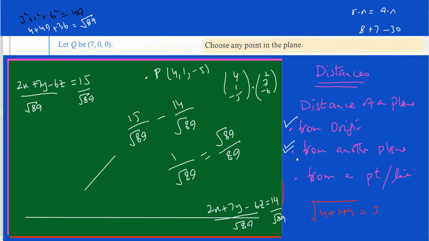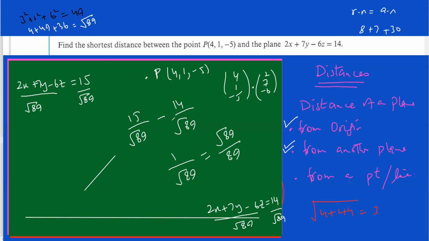The question says we have 4, 1, minus 5. So 4 into 2 is 8. 1 into 7 is 7. Minus 5 into minus, oh my God. Look at the mistakes I'm making. This is plus. This is plus. Guys, you didn't check that. So this is 15 plus 30. That is 45 instead.